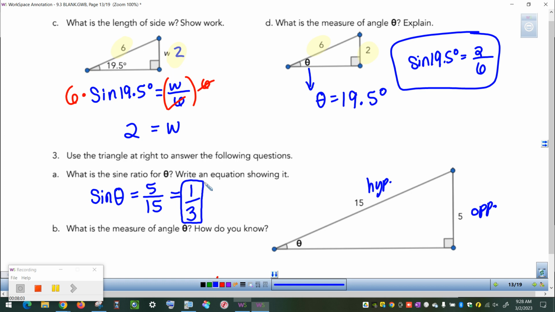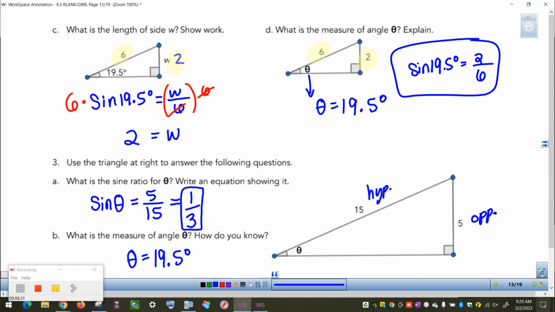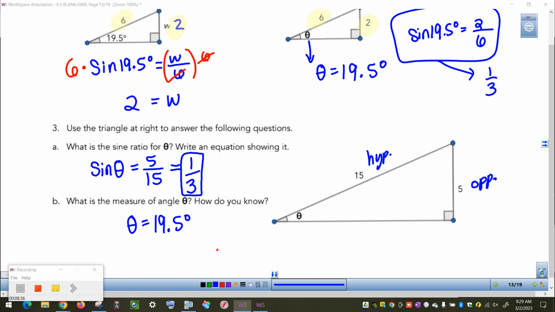So what is the measure of this angle? 19.5. How do you know? Yeah, exactly. We're just kind of thinking about the question in the opposite way. At the top here, we saw that the sine of 19.5 degrees equals 1/3. Down here, we saw that the sine of 19.5 simplifies down to 1/3. So now the question says, okay, the sine of what angle equals 1/3? Well, we've been doing that. We just did it twice. So the angle would have to be 19.5 degrees.